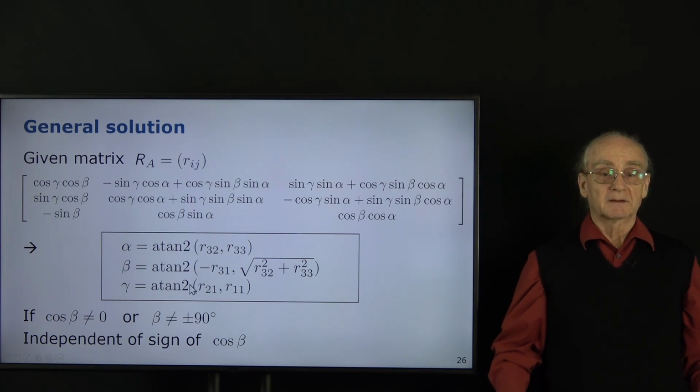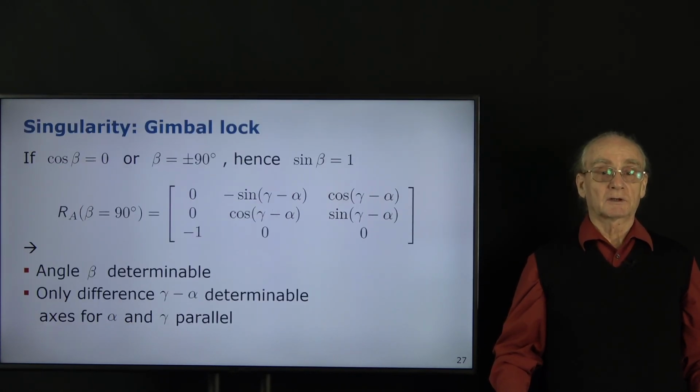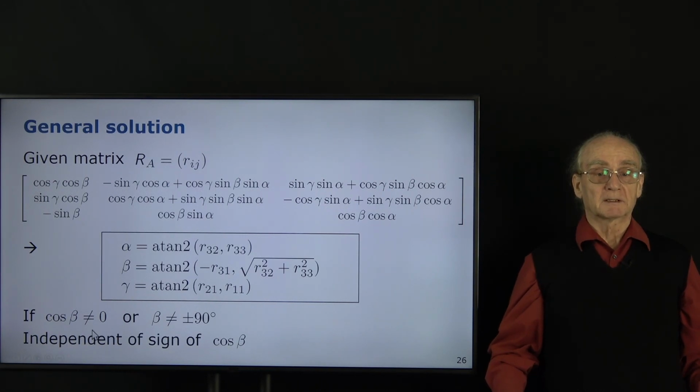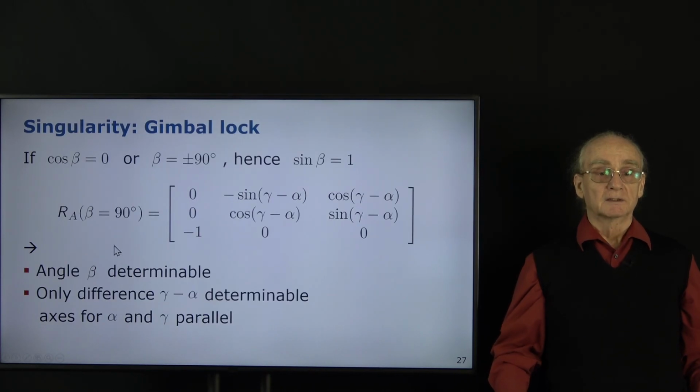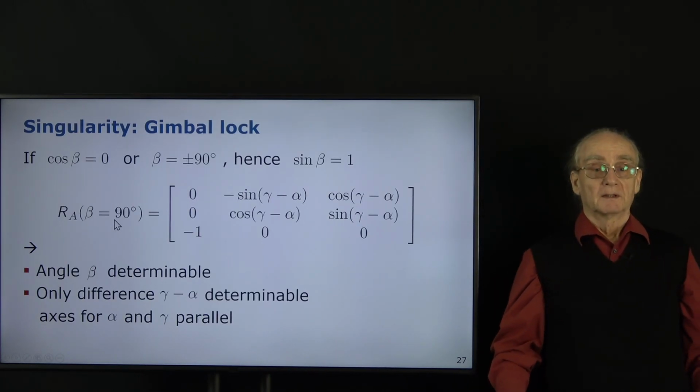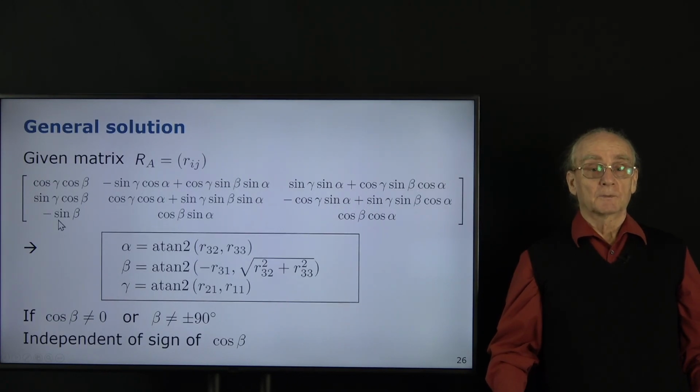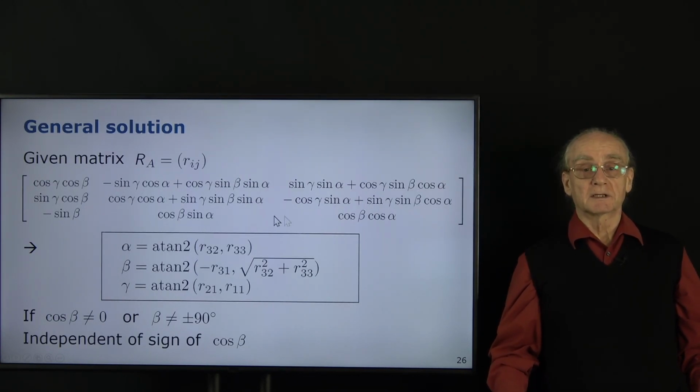Now, the second thing is that we assume that here the square root is taken as the positive value. What would happen if we take the negative value? What would change? So we have to have a look at this. So let's start with the case that cosine beta is 0 or beta is plus or minus 90 degrees. So what happens? In the matrix, we will have a 1 here and zeros here and here and here and here.